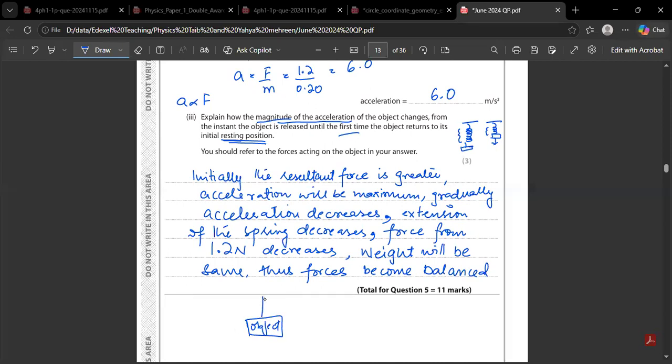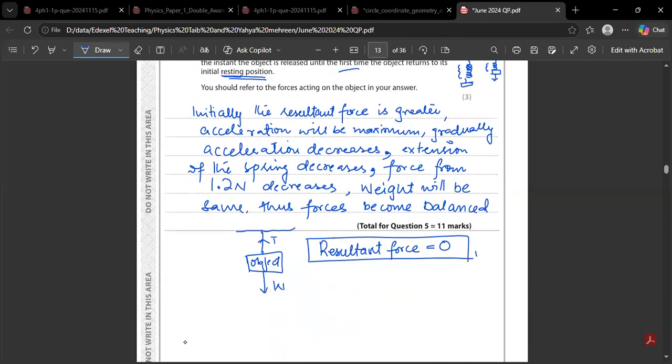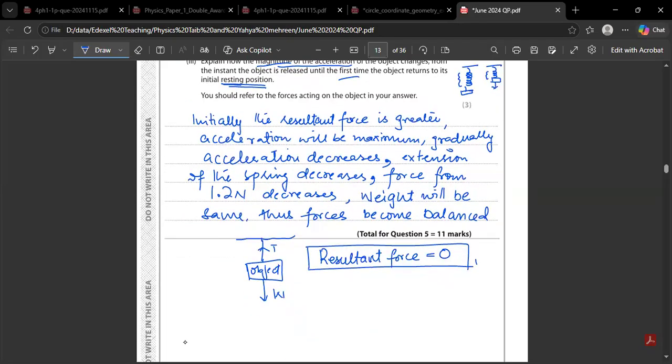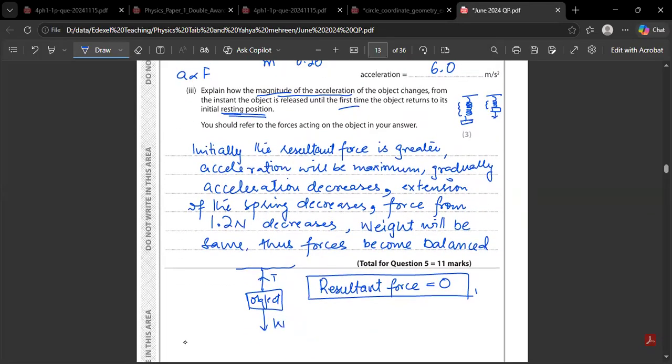The force that is coming, that is in the form of tension, and the force which is in the form of the weight, they both become balanced. Is this clear? So there will be no resultant force. Marine, is this clear to you? Eventually the resultant force will become zero. Why? Because the upward force and the downward force both become equal. I hope this explanation is clear to you guys.